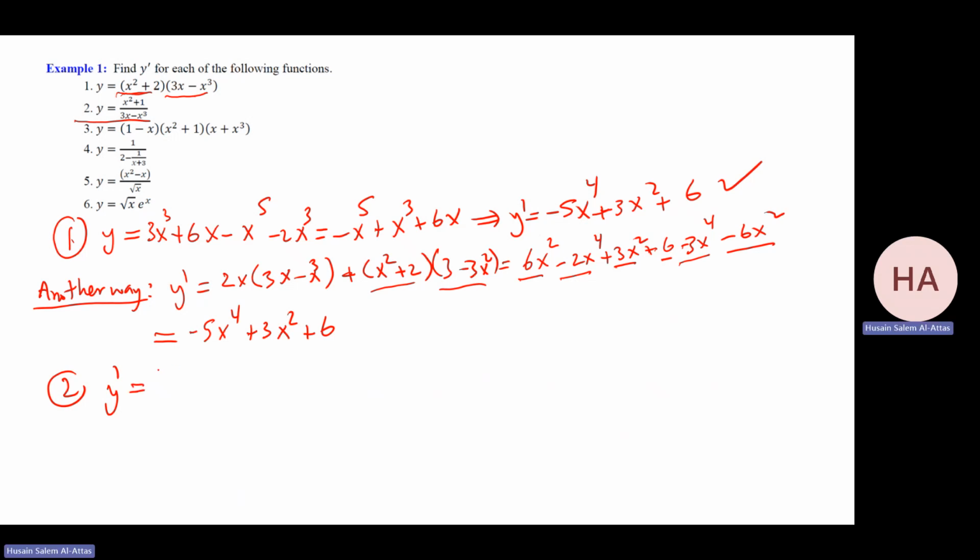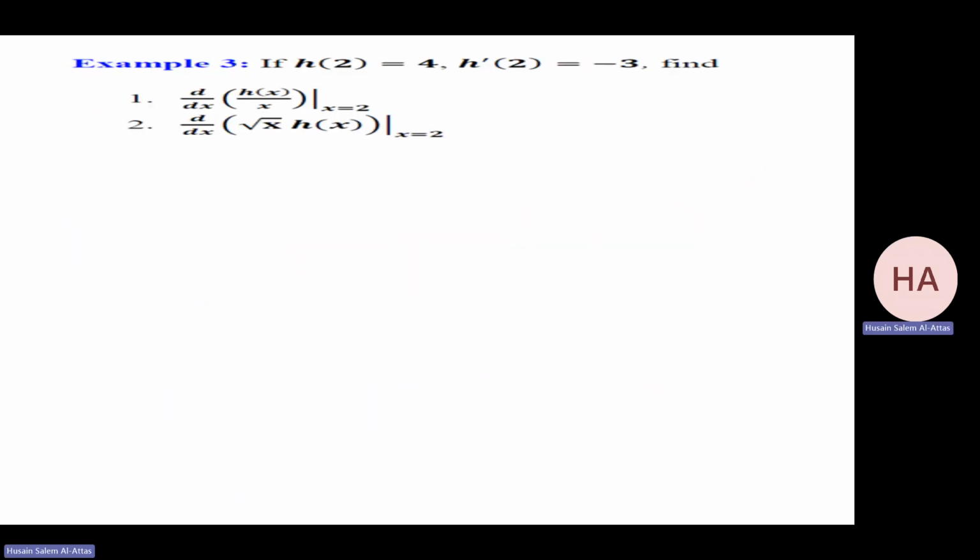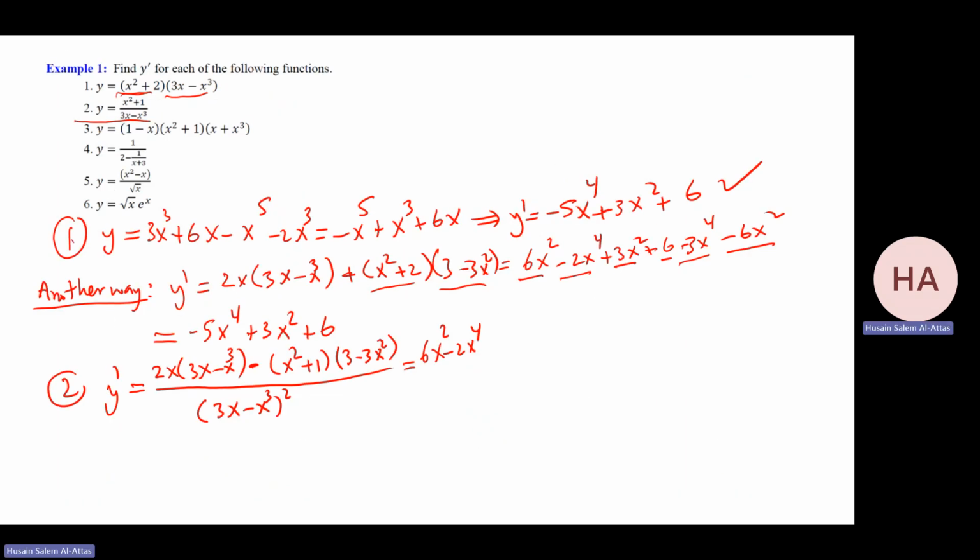Derivative of the numerator, which is 2x, times the denominator, minus the numerator times derivative of the denominator, which is 3 minus 3x squared, over the denominator squared. Okay, now simplify. That will be 6x squared minus 2x to the power 4 minus 2x to the power 4.